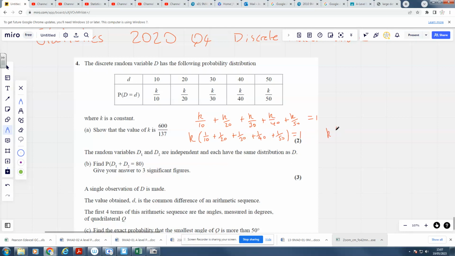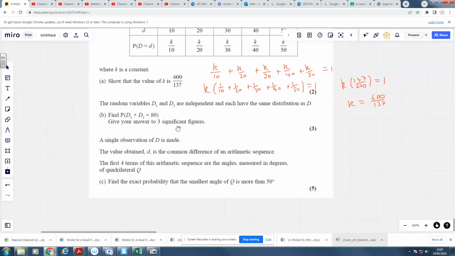So k times, let me just quickly add it up to see what you get. Well, 1 over 10 plus 1 over 20, I haven't got the wherewithal to actually work this out at the moment, plus 1 divided by 50. Okay, I get 137 over 600, which is, by the look of it, good news. And so k is 600 over 137. Never get factorizing if you've got letters involved. It's a very useful trick.